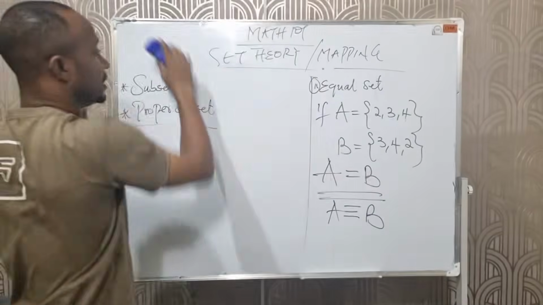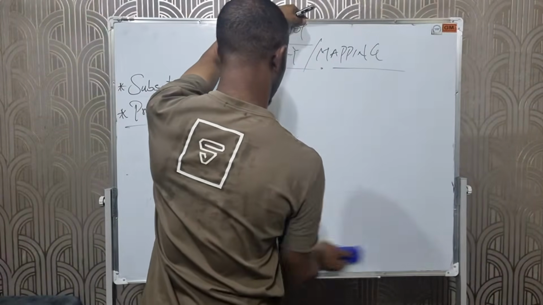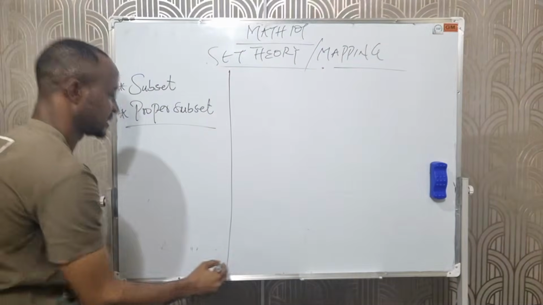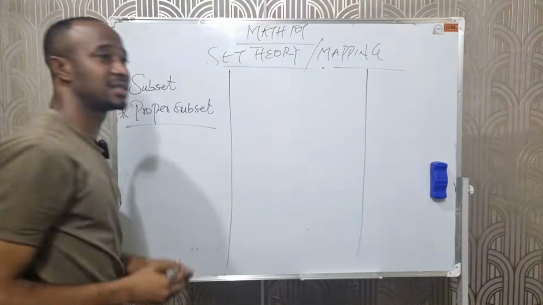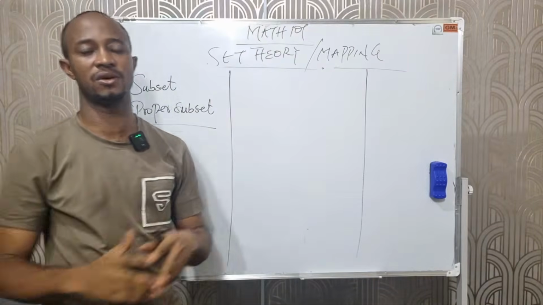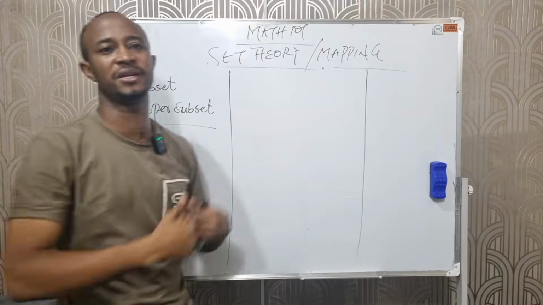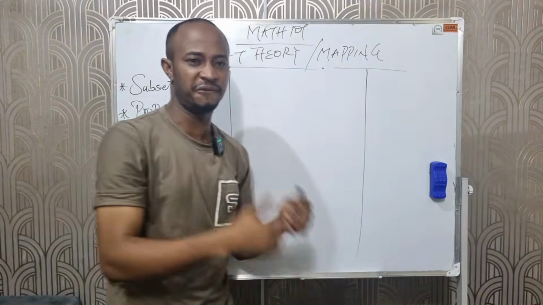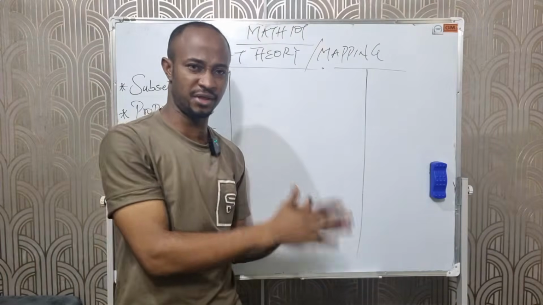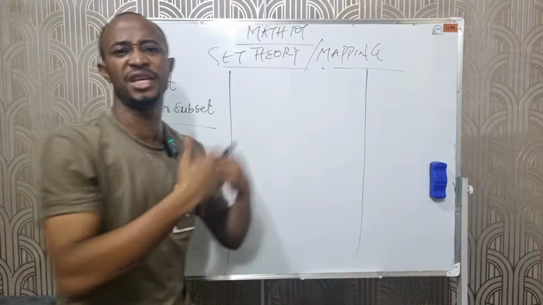A lot of people have difficulties differentiating between subsets and proper subsets. Now, when I say subset, a subset simply means part of another set. If A is a subset of B, that means every element in A is found in B. Subset means part of a given set or part of a general set.